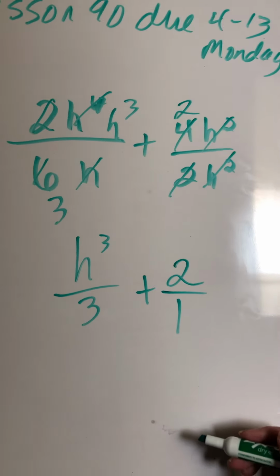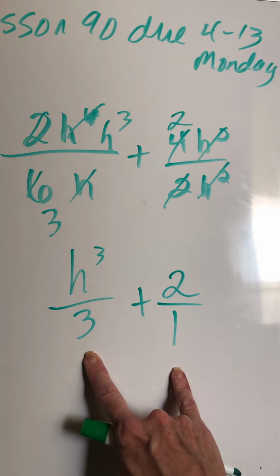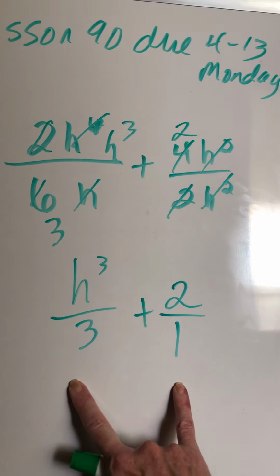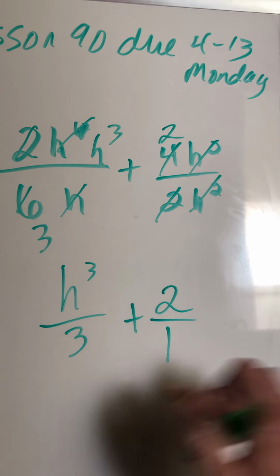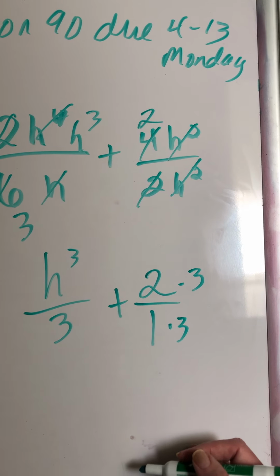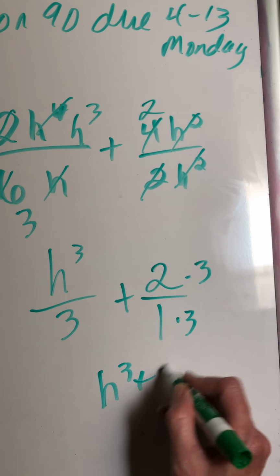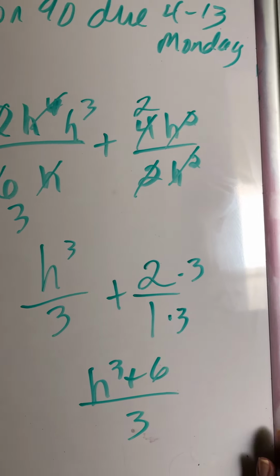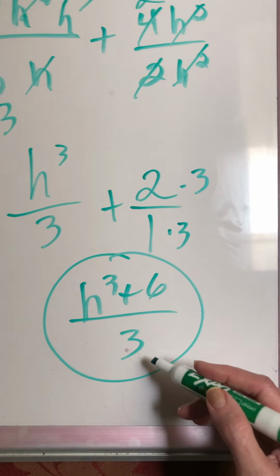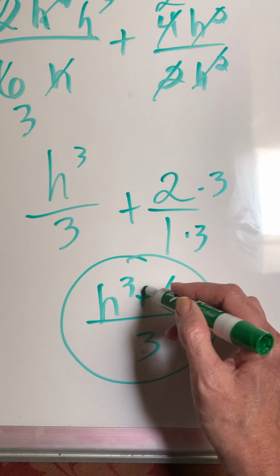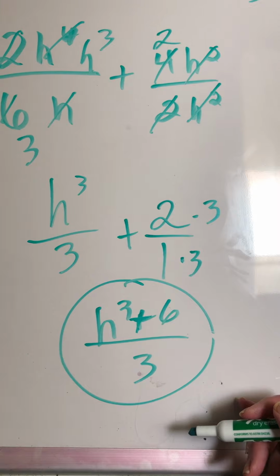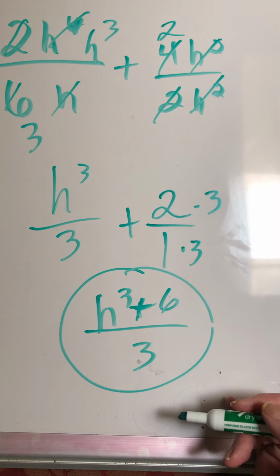Okay? We still need to find a common denominator, but my common denominator is way easier to find than it was up here. My common denominator right now is just 3. So I just need to multiply top and bottom by 3. So I would have h cubed plus 6 all over 3. And that's where you would stop. You couldn't do anything else. You can't cancel the 3 into the 6 because that would be canceling an addition with a division, and you can't do that. So that's the way that turns out.